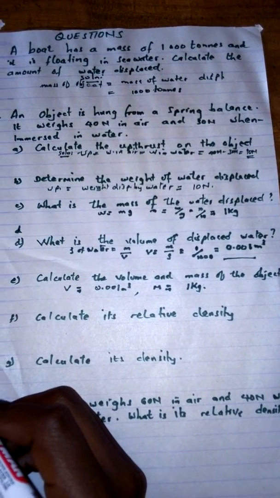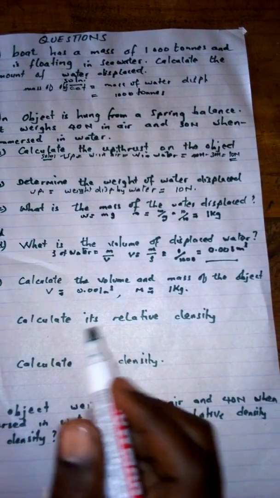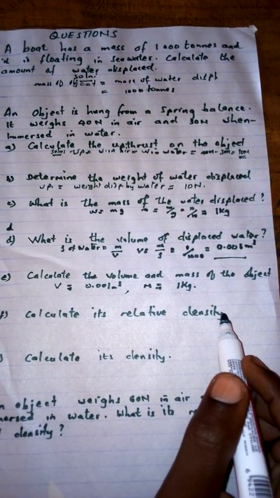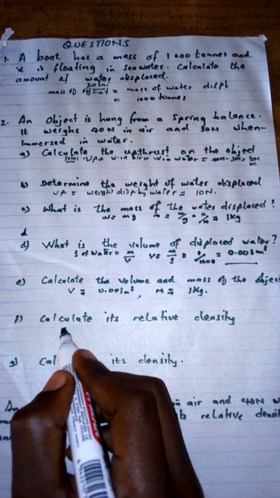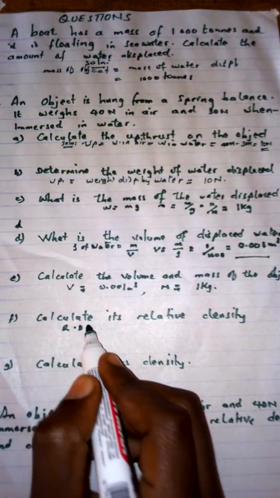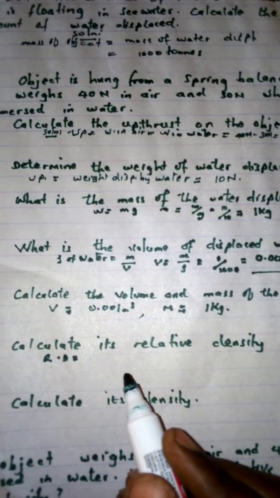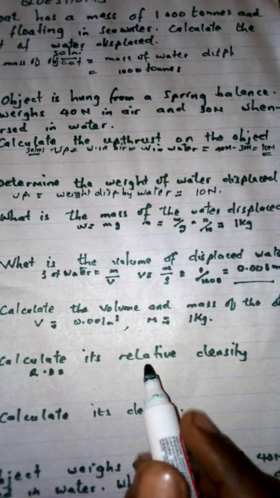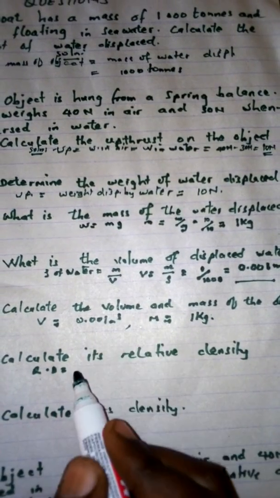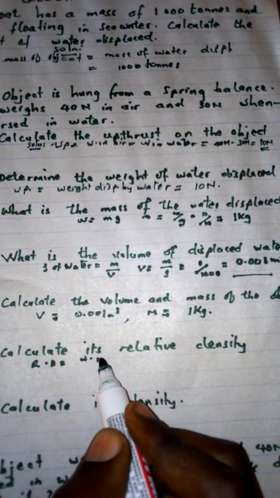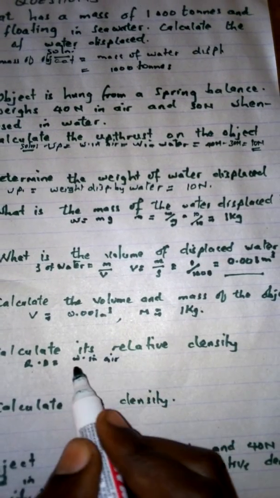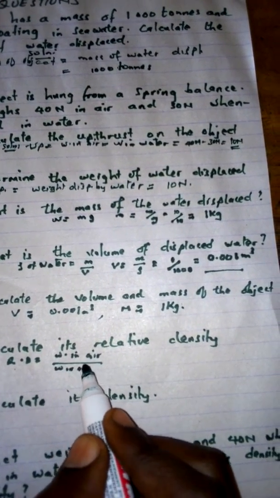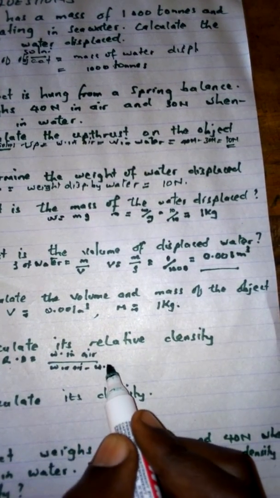Okay, fine. The other part is asking you to calculate the relative density. Remember, relative density, we said in the other video, is obtained by taking the weight in air divided by the upthrust. So in this case, we take the weight in air, and we divide it by the weight in air minus weight in water.